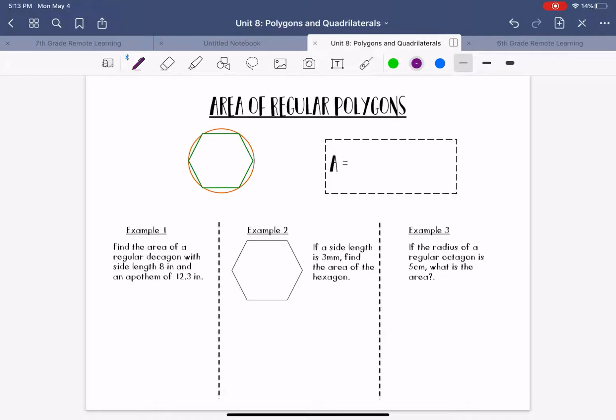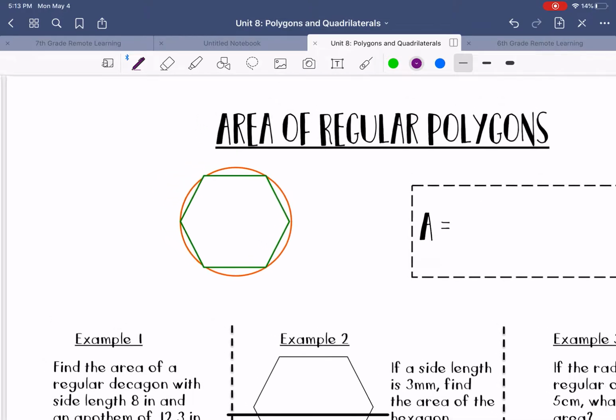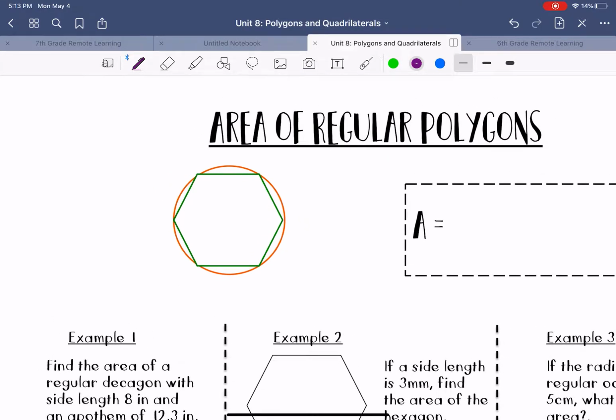Hi friends, today we're going to talk about the area of regular polygons. Before we actually start talking about formulas, I want to review a vocabulary word and then talk about a new vocabulary word. The first thing that we're going to review is what makes a polygon regular.